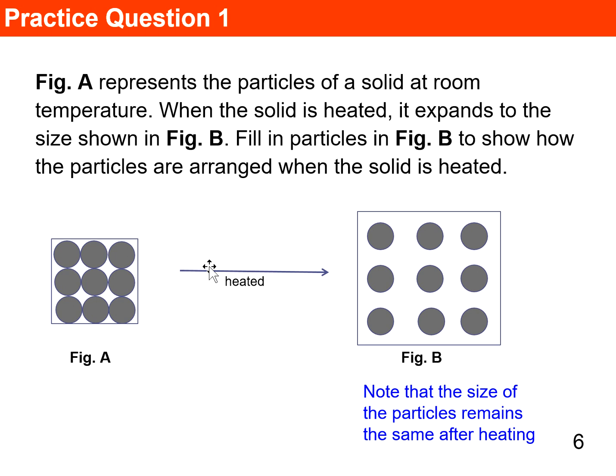For this question, a few things I need you to check. Please make sure that now there are 9 particles in figure A, so make sure that you only have 9 particles in figure B, because heating up a substance, you cannot increase the mass, so it doesn't increase the number of particles. Number 2, can you please check that the size of the particles in A and the size of the particles in B are the same, because the particles cannot expand. Remember, the solid can expand, but the particles in a solid cannot expand.